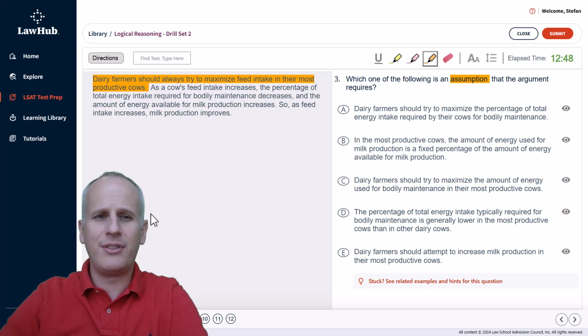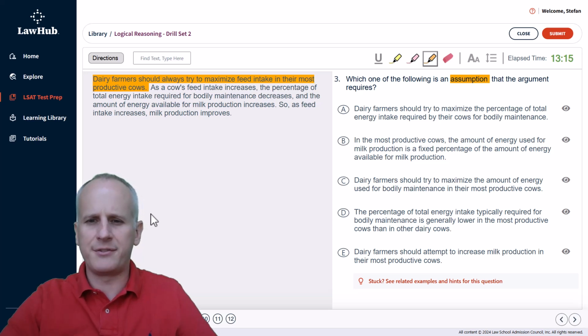Furthermore, remember the negation test. There is the potential of applying the negation test if we get down to 2 or 3 answer choices that seem viable after we've eliminated for our common wrong answer reasons: answer choices that are vague, that are reversals, in this case something that we wouldn't want to be true, and answer choices that require additional information to logically apply to this conclusion that dairy farmers should always try to maximize feed intake in their most productive cows.